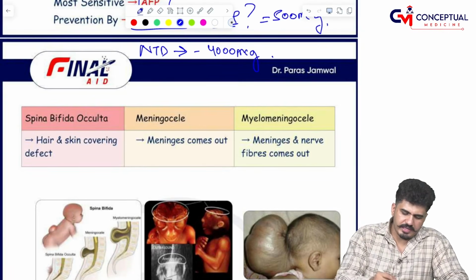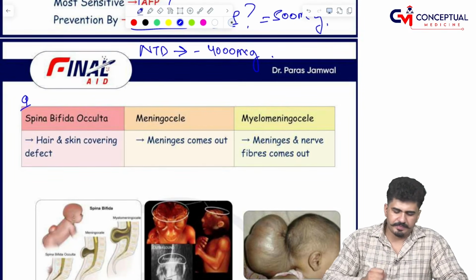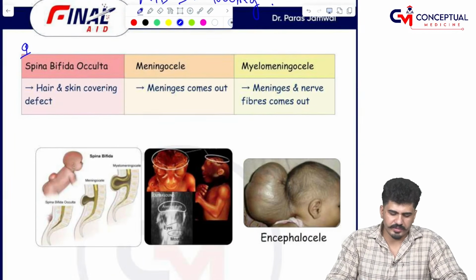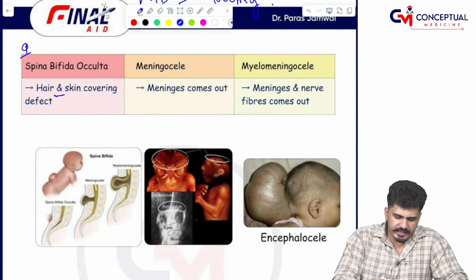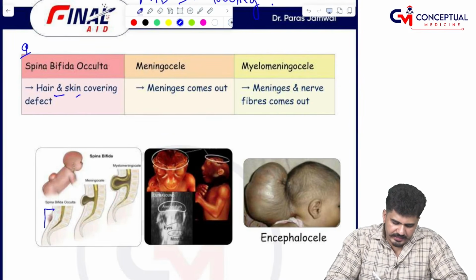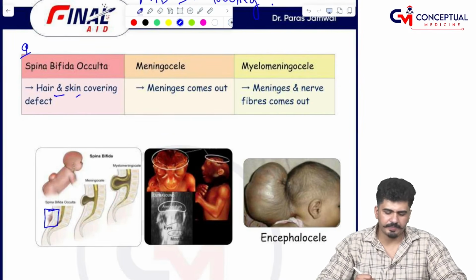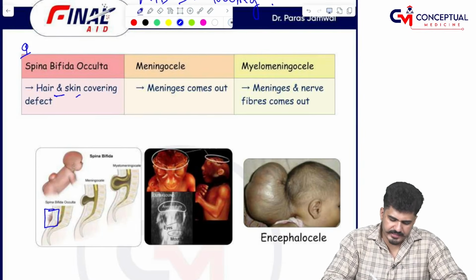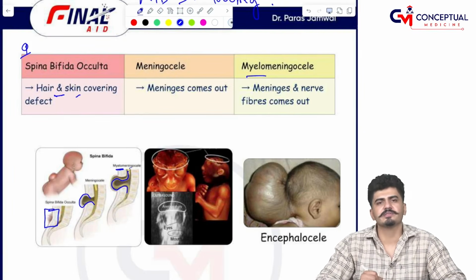Alpha-fetoprotein. My dear friends, spina bifida occulta, meningocele and myelomeningocele. What are they? You will see right here. The hair and the skin is covering the defect right here. So this is spina bifida occulta. Sir, if your meninges are coming outside, this is meningocele. And if along with the meninges, nerve fibers are also coming outside, this is called myelomeningocele.